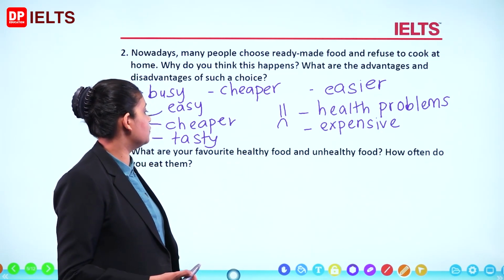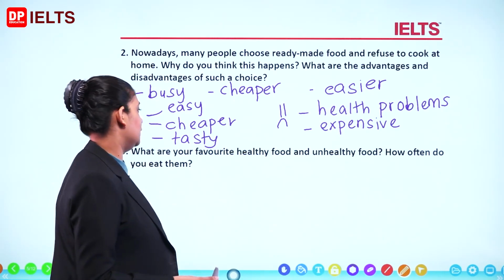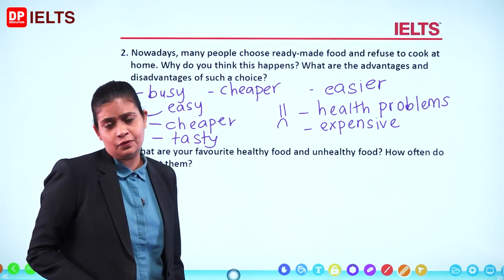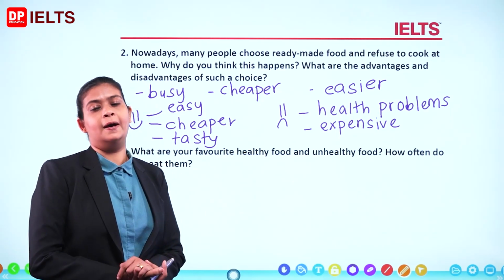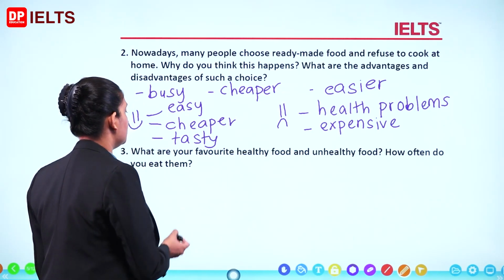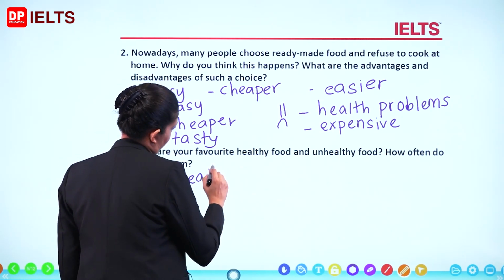What are your favorite healthy food and unhealthy food? How often do you eat them? I think I used to eat a lot of unhealthy food, and lately I've realized that I should start eating healthy. So I think my favorite unhealthy food would be pizza.